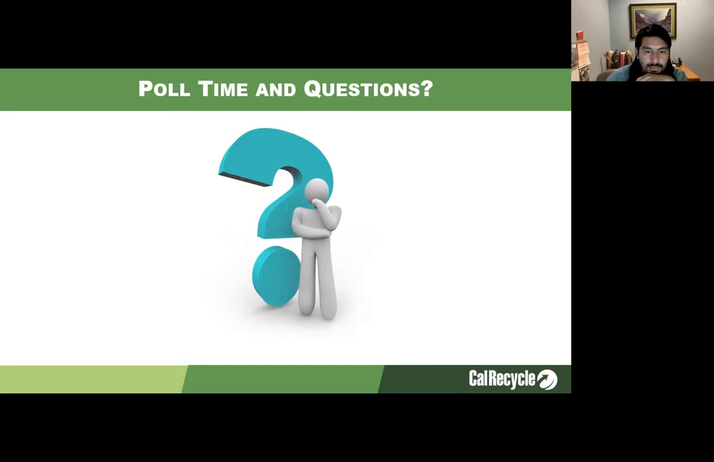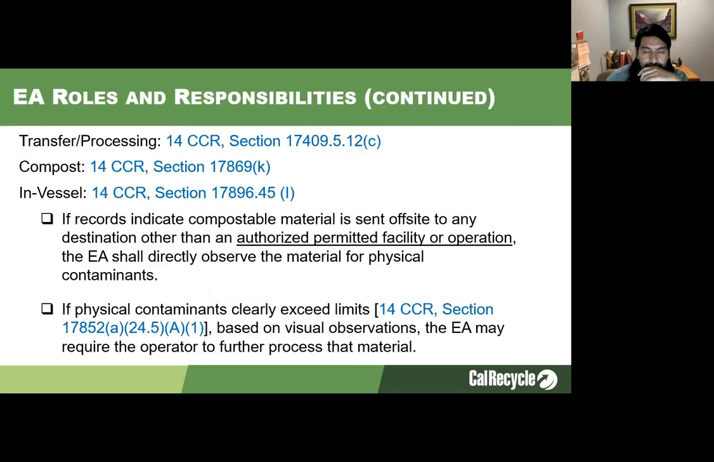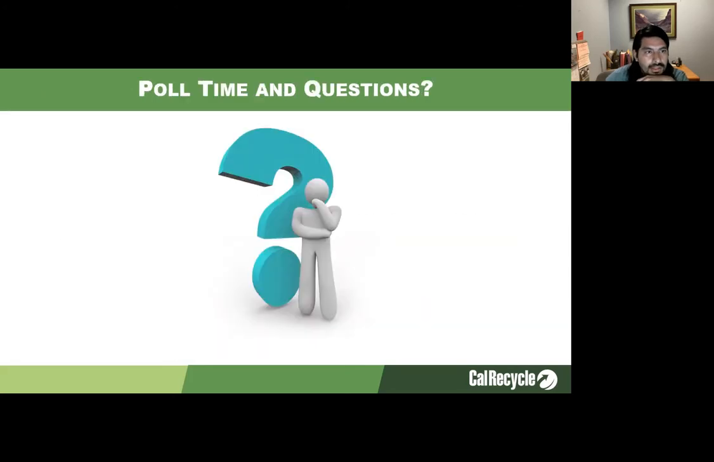So let me take a look at the chat box here. At this time, you can go ahead and type in a question in the chat box, and we can do our best to answer it. If your question is so good that it stumps us, we can collect it and answer it after the training. You also have the option to raise your hand, and then we'll ask you to unmute yourself, and you can ask the question live.